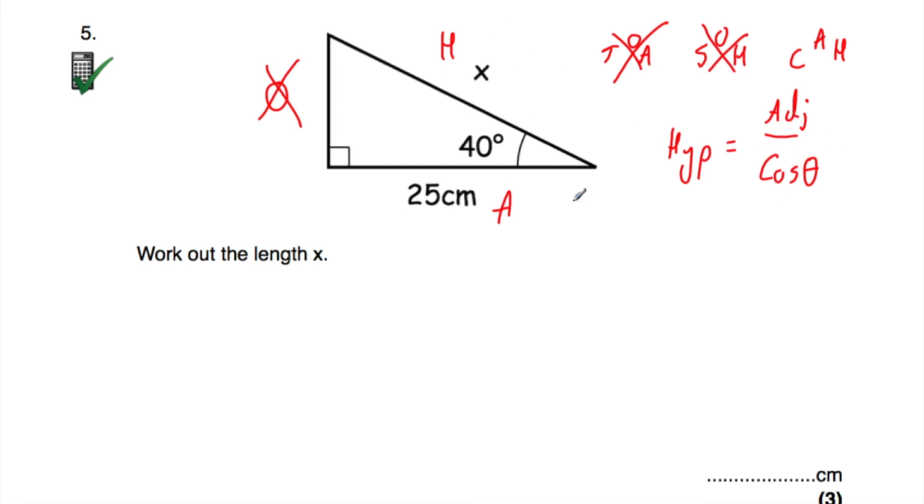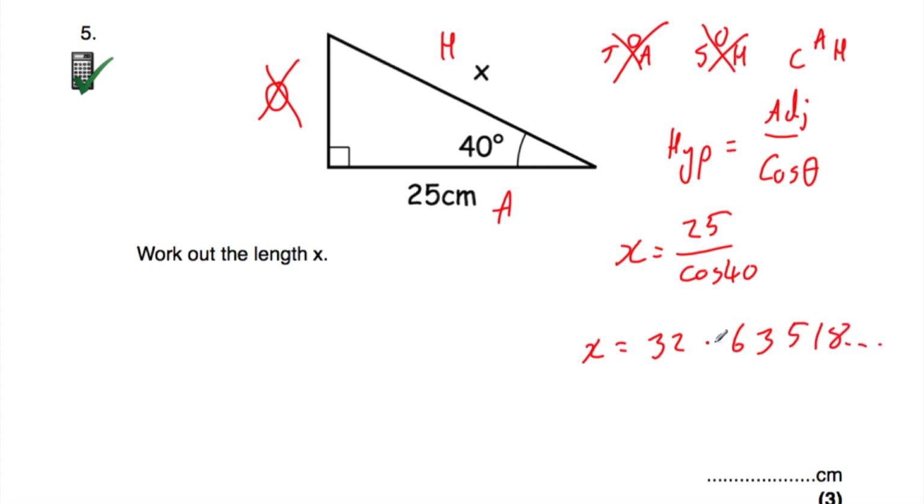So now let's substitute in our values. The hypotenuse, that's x, is equal to the adjacent, which is 25, divided by the cos of the angle, so that's the cos of 40. And now we just type this in on our calculator. We do 25 divided by the cos of 40, and that's equal to x is equal to 32.63518 and so on centimeters. And let's round this to 2 decimal places. That'll be 32.64. So that means the length of x is equal to 32.64 centimeters to 2 decimal places.